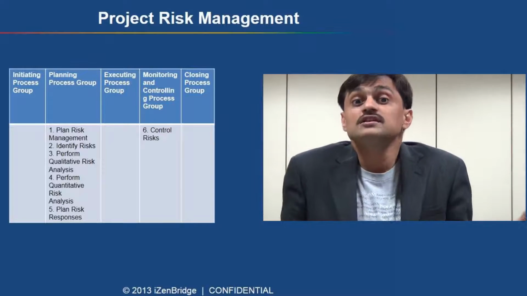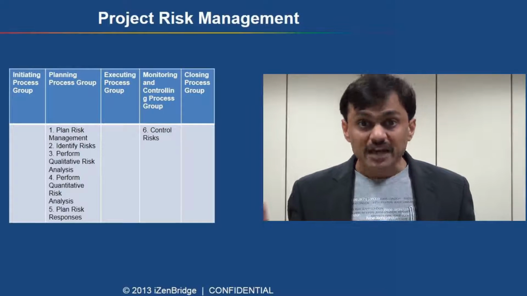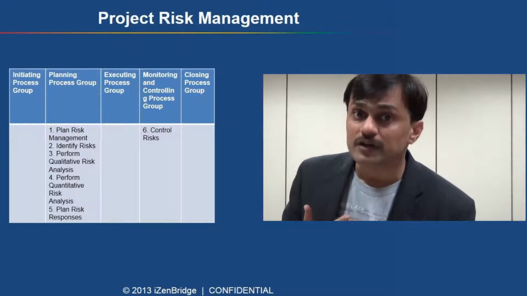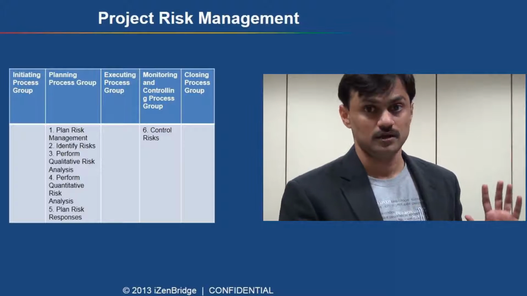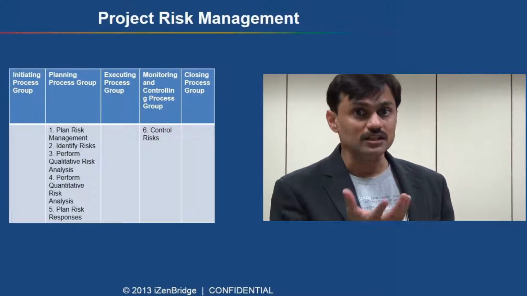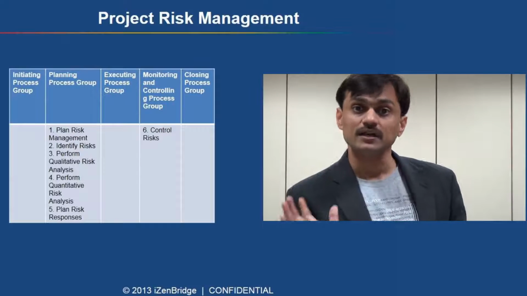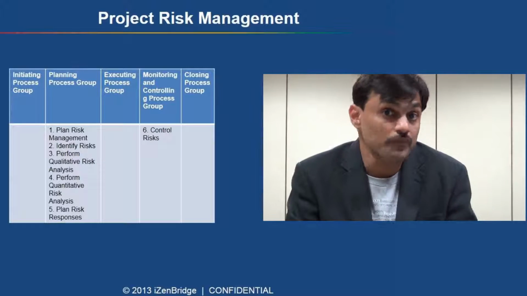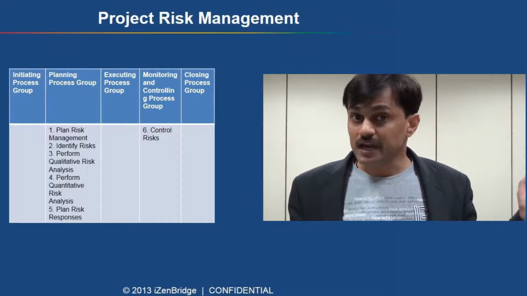Now these all risks we cannot take care of. We have a limited amount of energy and resources, so we need to prioritize them. In order to prioritize them, we do a qualitative risk assessment. So we assess risk on the basis of their likelihood and impact, and we prioritize which risks are the ones we must take care of, because those are the ones which can derail our project significantly.